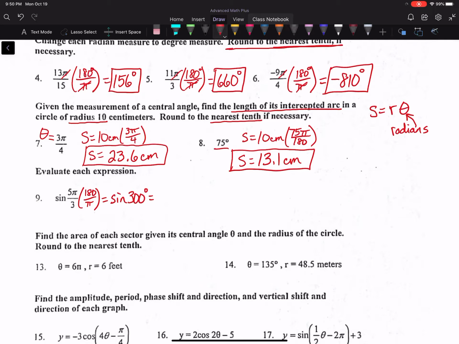So 300 degrees is in quadrant 4, and it has a 60-degree reference angle. Okay, so basically we're doing the sine of 60 degrees.